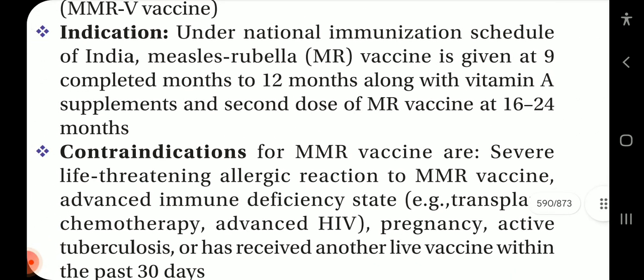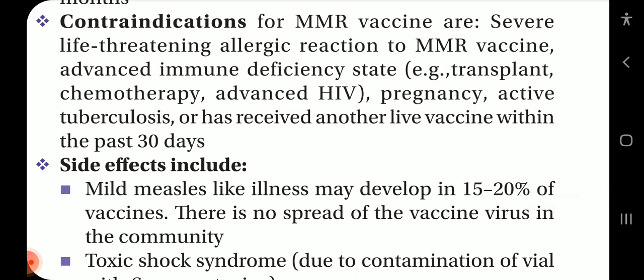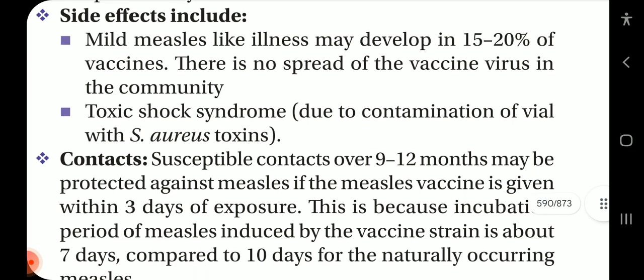Indication. Under the National Immunization Schedule of India, measles-rubella, MR vaccine is given at 9 completed months to 12 months along with vitamin A supplements, and a second dose of MR vaccine at 16 to 24 months. Contraindications for MMR vaccine are severe life-threatening allergic reaction to MMR vaccine, advanced immune deficiency state, for example transplant, chemotherapy, advanced HIV, pregnancy, active tuberculosis, or having received another live vaccine within the past 30 days.